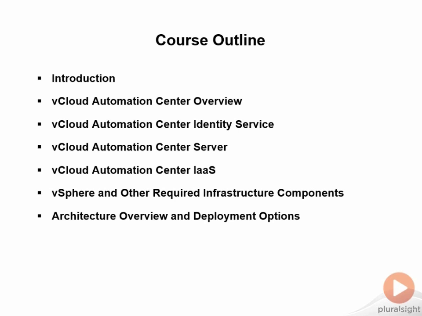Lastly, we'll talk about architecture overview and deployment options. So vCloud Automation Center has a lot of different ways you can deploy it and a lot of integrations into other components and servers and services. So we want to look at what the architecture looks like and also how you would deploy it depending on your use case, your environment size, production versus development. So we'll really get in depth on that.